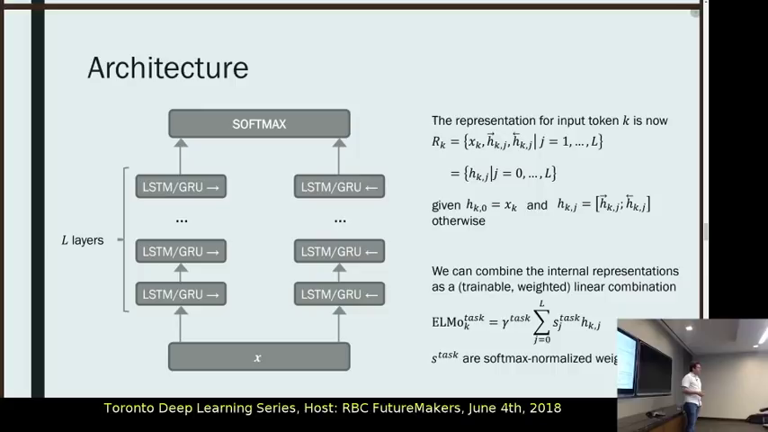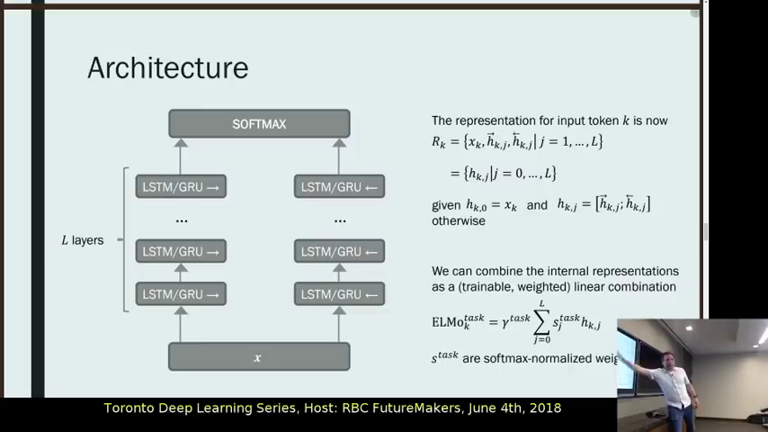Note that these SJs and this gamma, those are trainable parameters, and those are the task trainable parameters. You have one trainable parameter for every L layer of this model. So if L is equal to 10, then you're going to have 10 of these S parameters. And you have one gamma parameter that does the scaling of the entire weighted sum. That's a much smaller number of parameters to deal with than retraining this whole model.